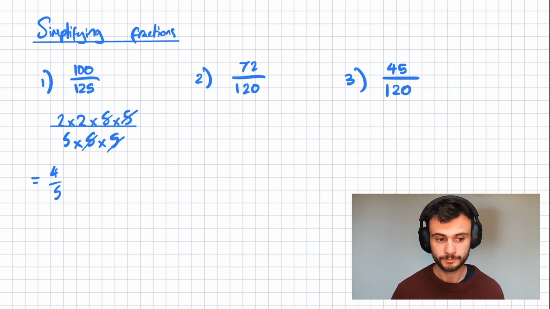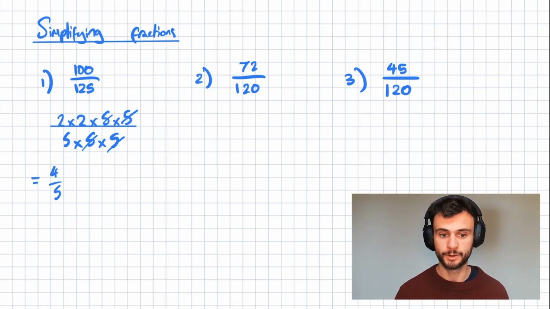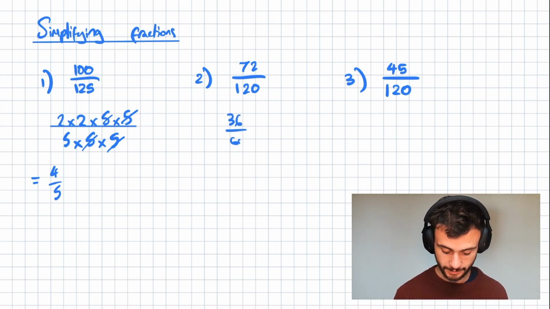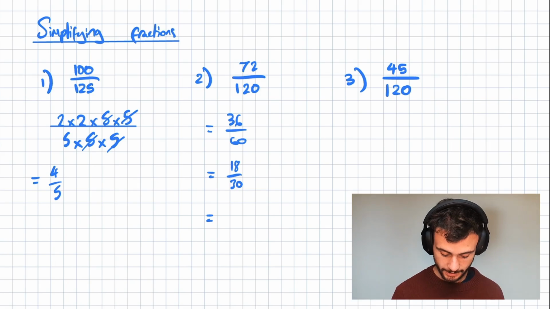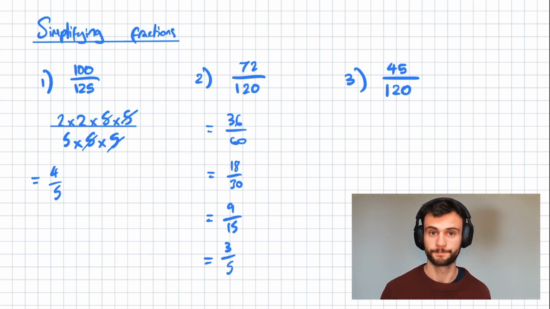So of course, in your methods, normally what you do is something along the lines of 72 over 120. Well, that's got to be 36 over 60. So we divide by 2 again to get 18 over 30. We divide by 2 again to get 9 over 15. We divide by 3 to get 3 over 5. And now it's in its simplest form.